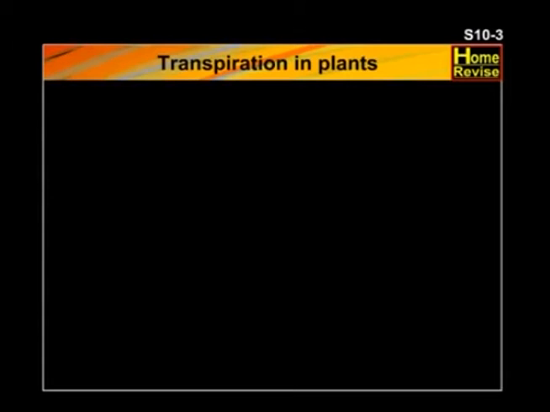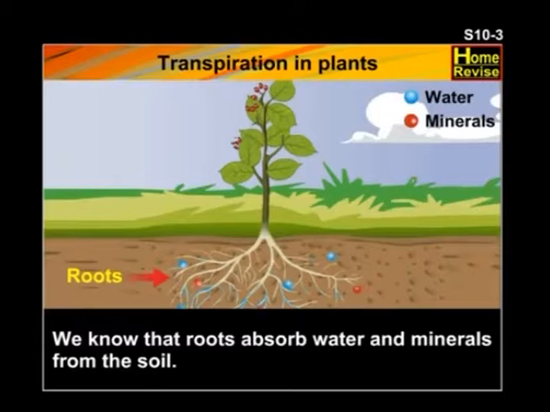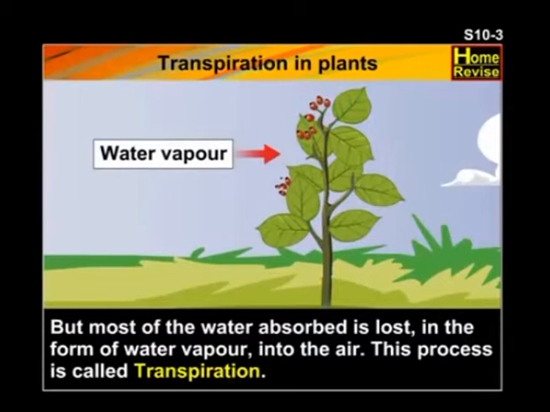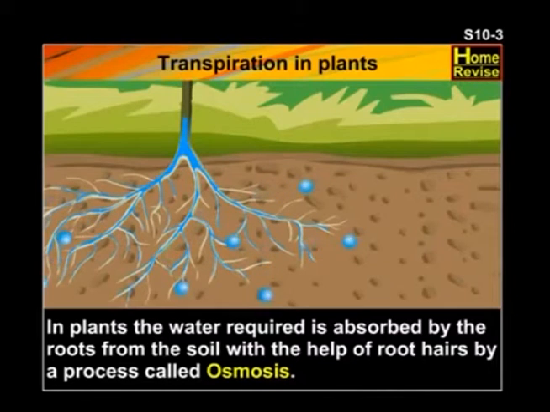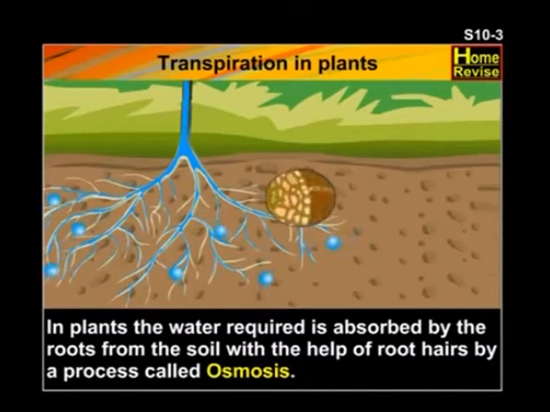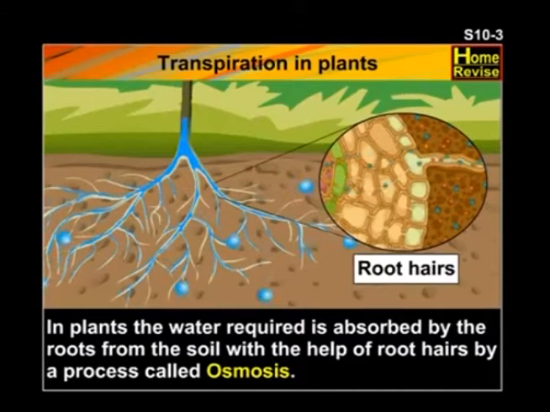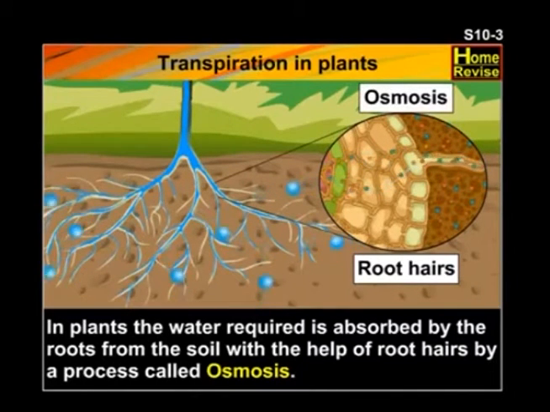Transpiration in plants. We know that roots absorb water and minerals from the soil. But most of the water absorbed is lost in the form of water vapor into the air. This process is called transpiration. Let's learn about how transpiration takes place in plants. In plants, the water required is absorbed by the roots from the soil with the help of root hairs by a process called osmosis.